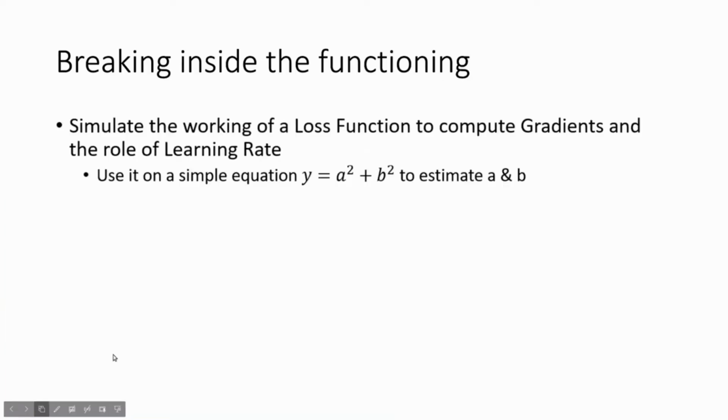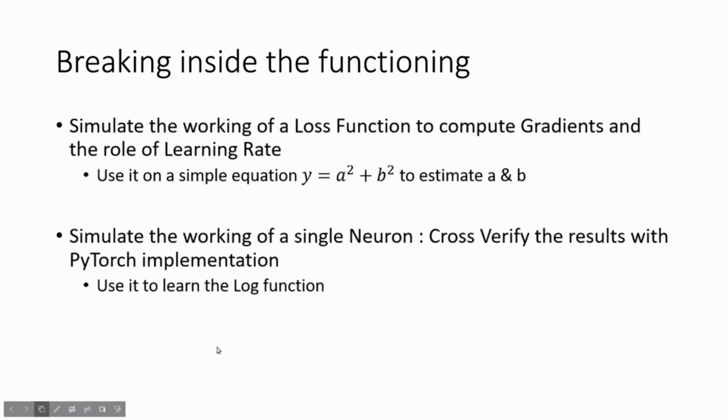So first we will take up a simple equation. Let's say y is equal to a square plus b square, and we'll take up a fixed value of y and try to estimate a and b, and we will adjust the values of a and b using the gradients. Then we'll take up a single neuron and see how the single neuron functions.